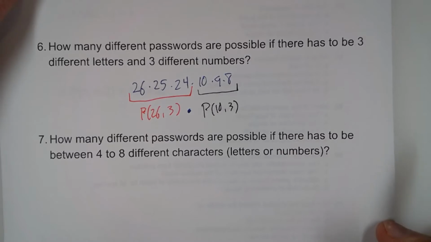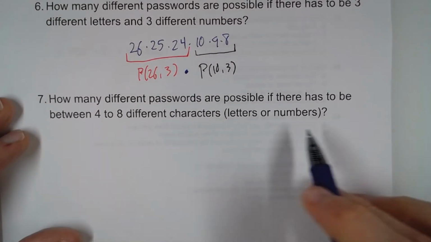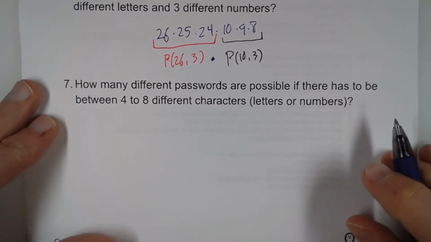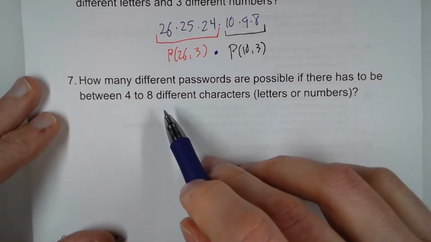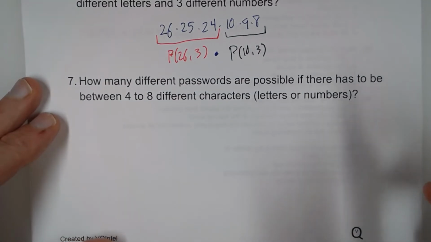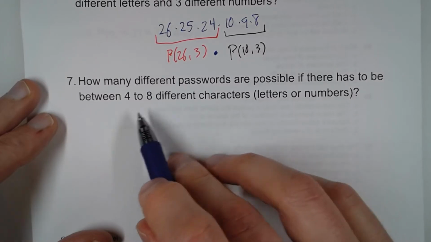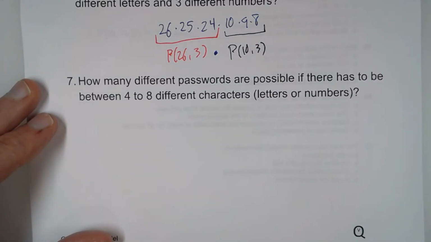Number 7. How many different passwords are possible if there has to be between 4 and 8 different characters, letters or numbers? So there's 26 letters and 10 numbers, so 36 characters overall. But we don't know how many we're choosing. It could be 4 or 5 or 6 or 7 or 8.